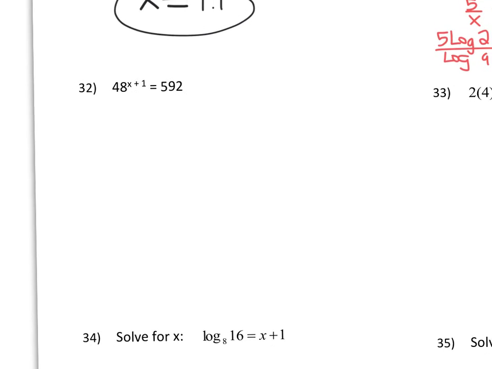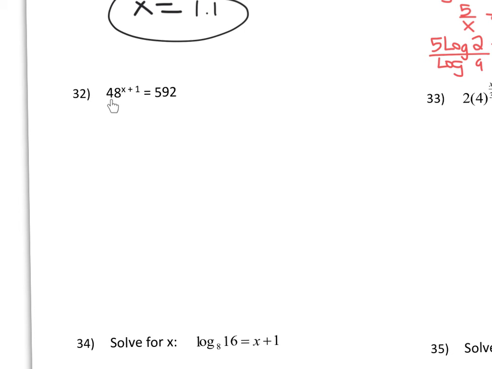Okay, so for 32, we already have the term with the exponent on it by itself, so that tells us we could jump right into putting the word log in front of both sides of the equation. So I'm going to have log of 48 to the x plus 1 power equals log of 592. Okay, all I did was I just threw the word log in front of both sides of the equation. Okay, and the reason we do that is because the power rule tells us we could take this power and we can bring it right to the front.